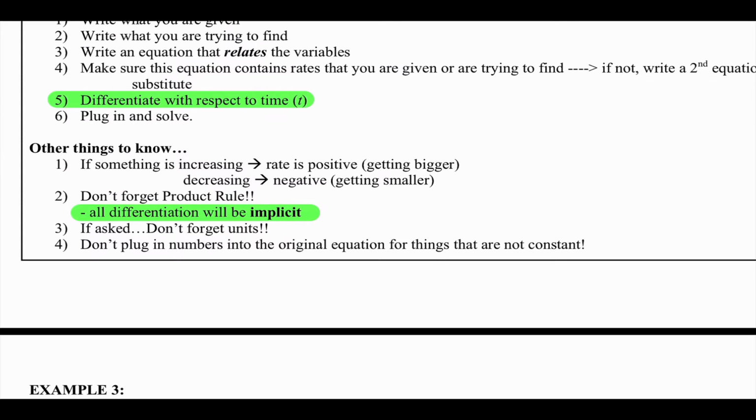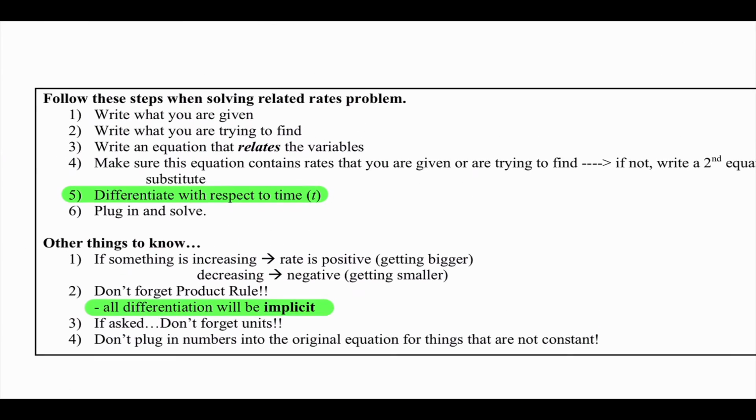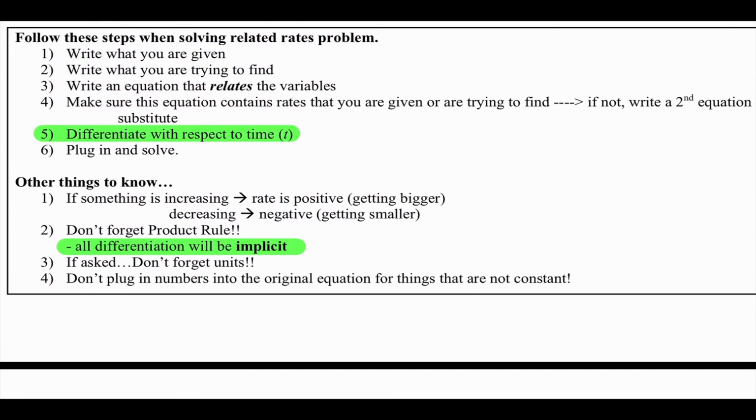Don't forget about units if you're asked. If you're asked to give units, like we did at the very top, make sure you do. If you're not asked, you don't have to include units. Don't plug numbers into the original equation for things that are not constant. If something is constant, what is its rate? 0. Sometimes they're going to say something grows at a constant rate. Well, it's 0, right? It doesn't grow, so its rate is 0, okay?